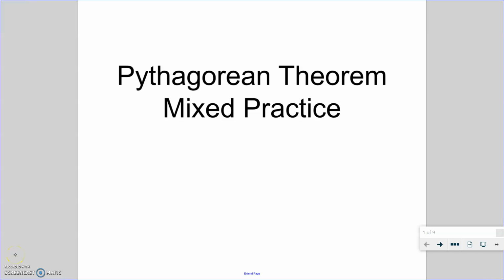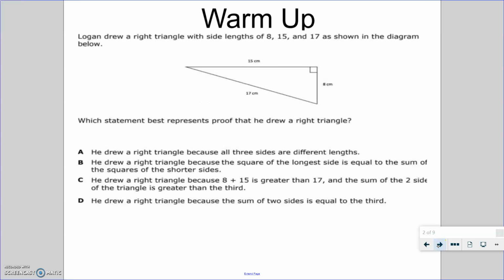All right, so today we're going to be going over Pythagorean theorem. This is our Unit 6 mixed practice. So our warm-up says Logan drew a right triangle with the side lengths 8, 15, and 17, as shown in the diagram below. Which statement best represents proof that he drew a right triangle?